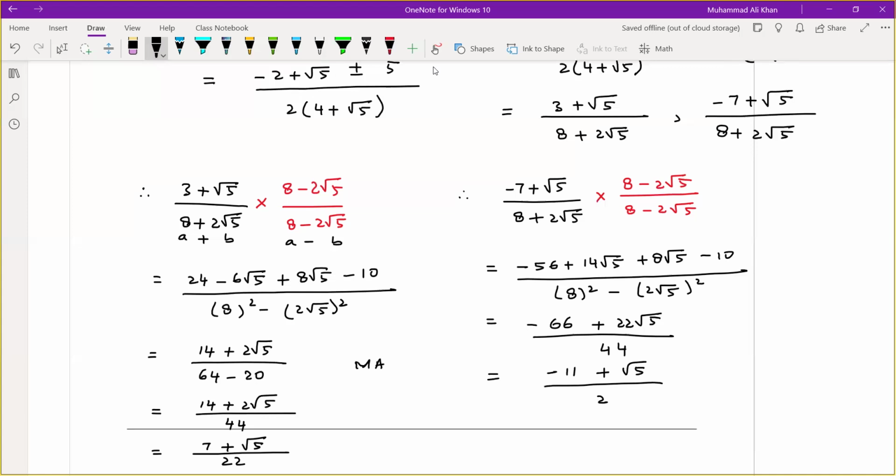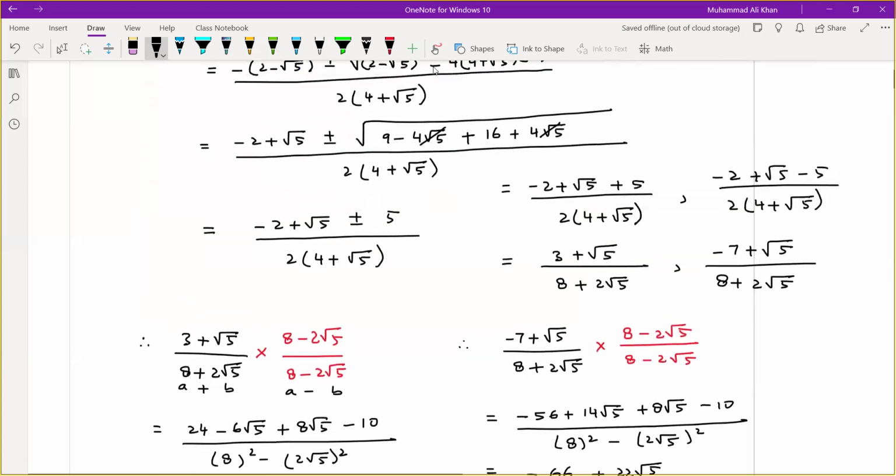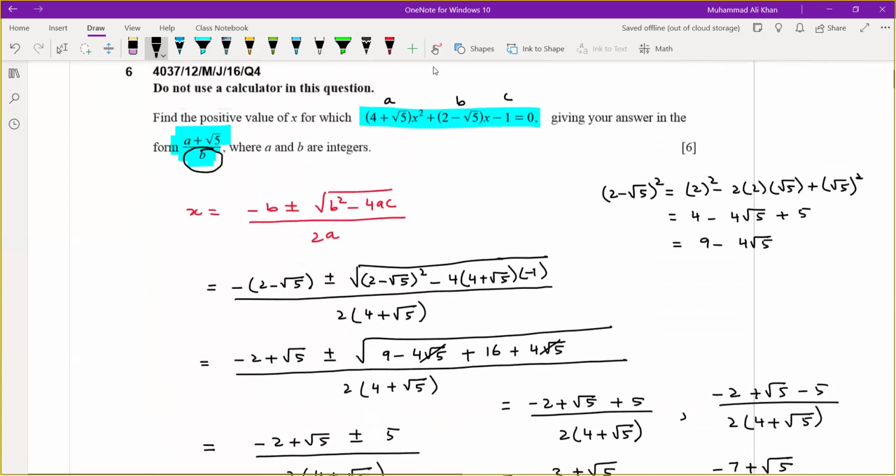We have to calculate this in the given form of the question. A question of 6 marks. We have to solve the quadratic equation.